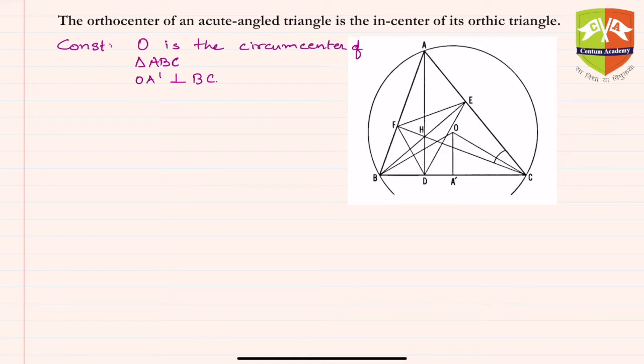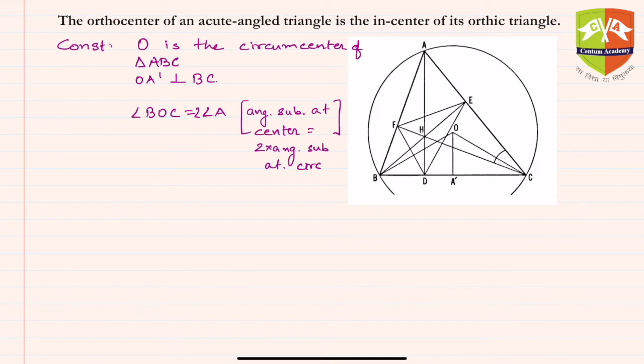So since O is the center and A is a point lying on the circle, we can say angle BOC is equal to twice angle A. Why? Because the angle subtended at the center is equal to twice the angle subtended at the circumference. We know this. This is one theorem, right? So angle BOC is twice angle A, and we know that angle BOA dash is equal to angle COA dash, because the perpendicular OA dash will divide angle BOC into two equal angles, and each of them must be equal to angle A, correct? So this is angle A, this is angle A, both are angle A.